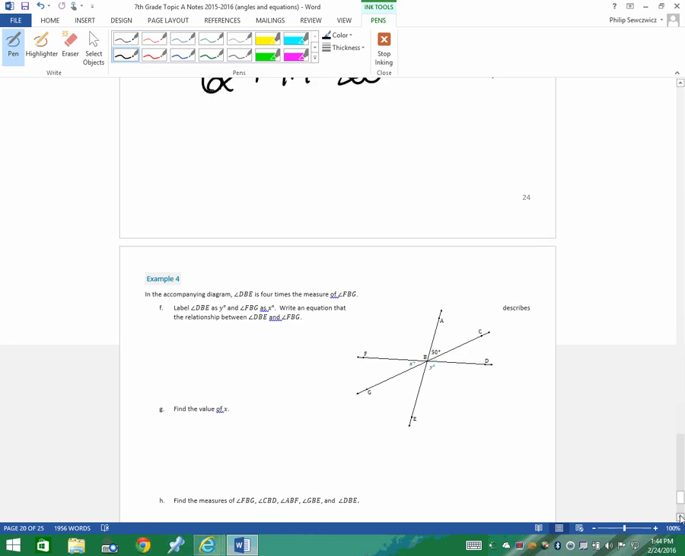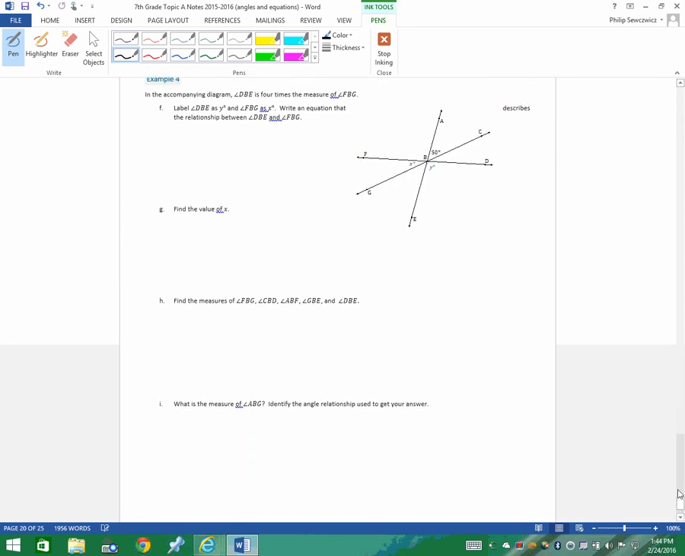Wait a second. Wait. Let's do one more problem here. I know, I'm sorry. I kind of made it sound like that was it, but this is one we're going to make sure. Okay, look. In the accompanying diagram, angle DBE, angle D to B to E, which they called y, is 4 times the measure of angle FBG. Well, what is FBG? F to B to G is x. So if it's 4 times that amount, it's not really y. It's really, well, it's not even x. It's 4x. And then you'd be able to go ahead and solve for it.